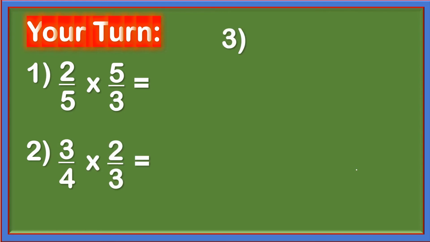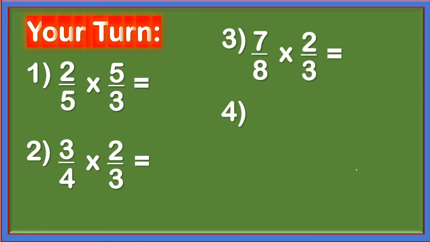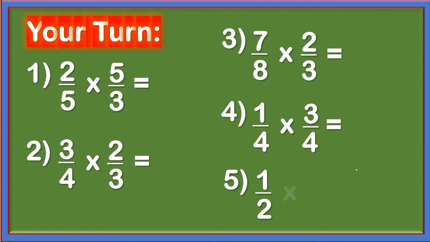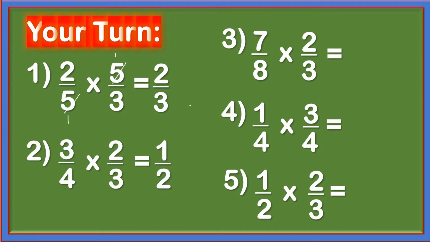For number 1, yung 2/5 natin times 5/3 equals, do I have an answer? Okay, for number 1, that would be 2/3. Bakit 2/3? Kasi ito, 1 na lang siya, at saka ito, 1 na lang siya. So, 2 times 1 is 2, 1 times 3 is 3. Okay. For number 2, the answer is 1/2.